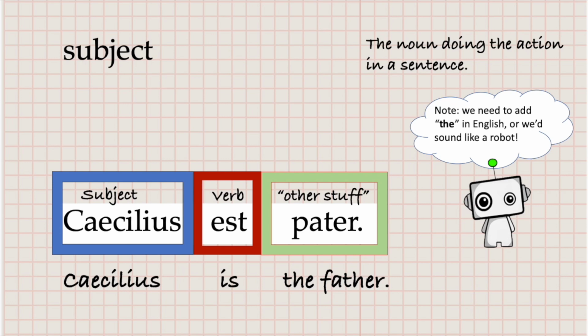Here's the same principle with a Latin sentence. Caecilius est pater, Caecilius is the father. And I've split it up, so I've got Caecilius, who's the subject, he's the one doing it, in this case being a father. Est is our verb, and the complement pater is the other stuff.